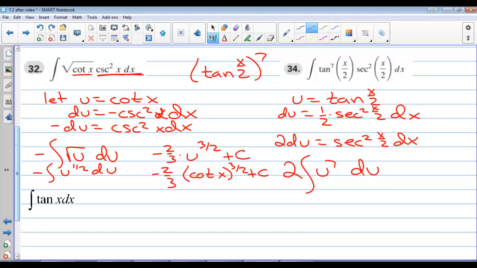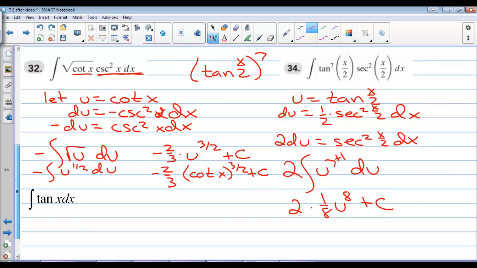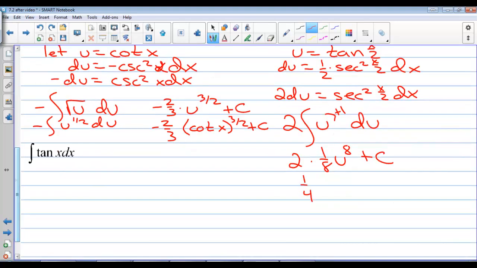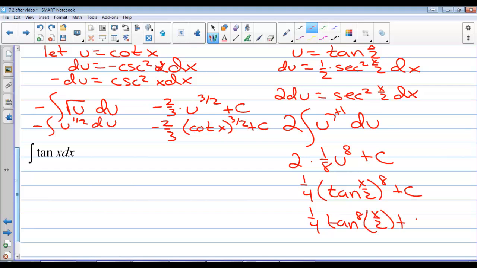Now the question is again, do I have something left that I can actually take the antiderivative of? Absolutely. We add 1. We have 1/8 u to the 8th plus c. Now 2 times 1/8, that's 1/4. Our u was tangent. So tangent x over 2 to the 8th plus c. And I'll bet if you look in the back of the book, it has this. Because we don't really put the 8 on the outside. That's how you write tangent to the 8th, right like that. That was tricky because that 7 kind of gets in the way. But the function is tangent, the derivative is secant squared.